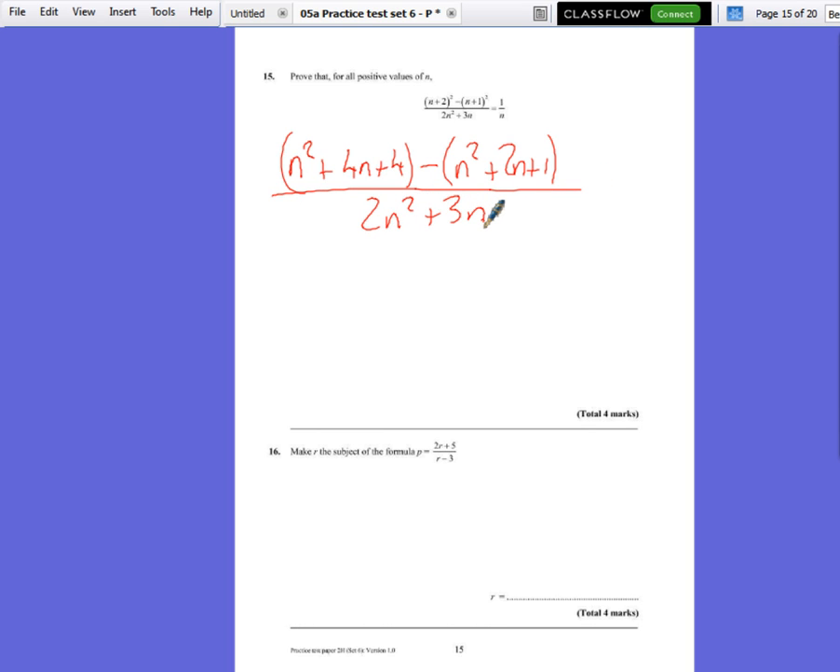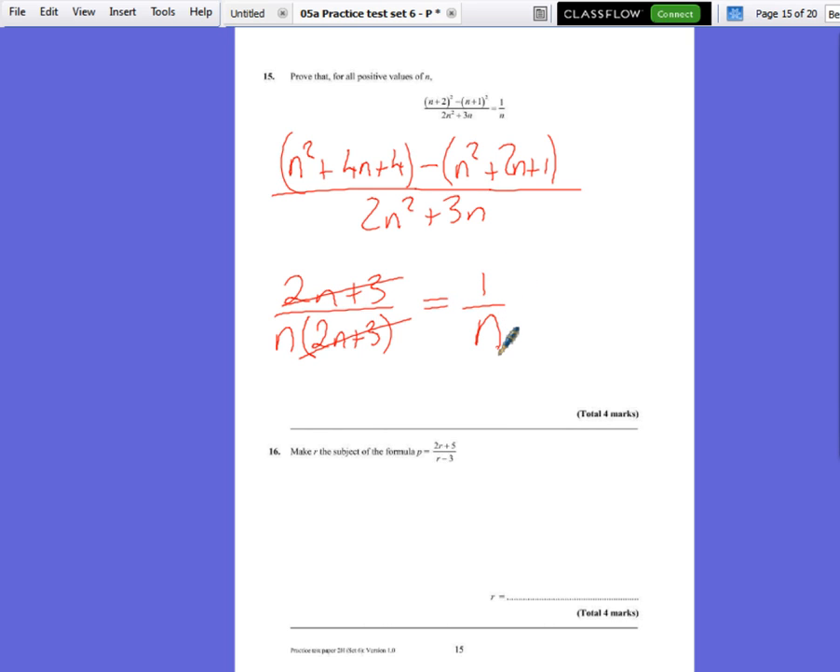Now if we simplify the top, the n squared take away the n squared will cancel out. 4n take away 2n is just 2n, and 4 take away 1 is 3. So the top will just simplify to 2n plus 3. And the bottom, we can notice now that it will cancel with the top. If I factorise it to pull the factor of n out, that would just factorise to n times 2n plus 3 on the bottom as well. So the 2n plus 3 will cancel the 2n plus 3, and that will give us 1 over n.